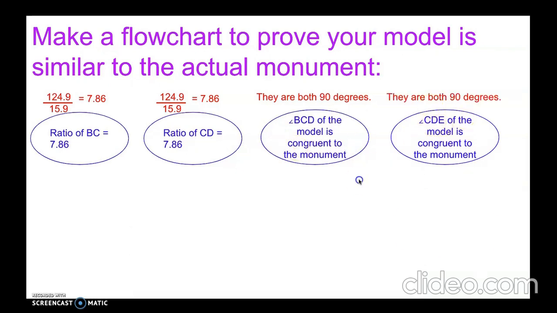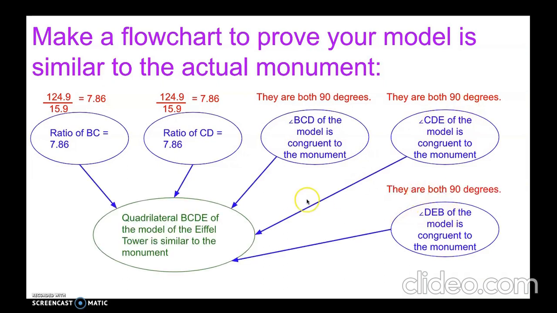CDE is 90 degrees, and DEB is 90 degrees. And so all of those pieces of information together tell me that the quadrilateral BCDE of the model of the Eiffel Tower is similar to the monument. And so that's the base. I'm proving that the base is similar to the monument. And that's because two adjacent sides and three angles are similar.